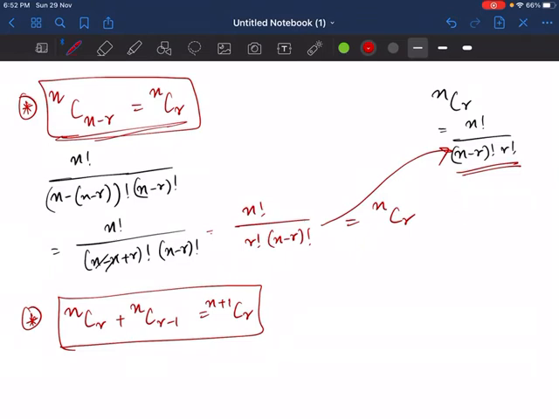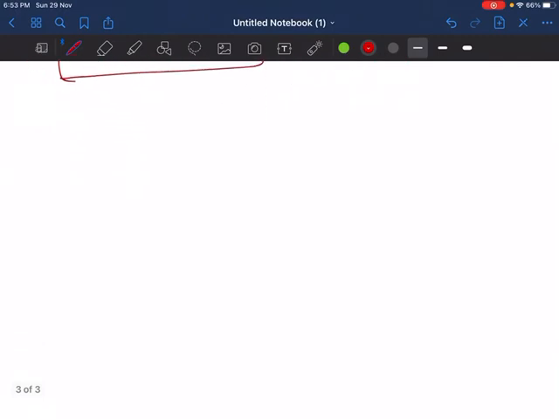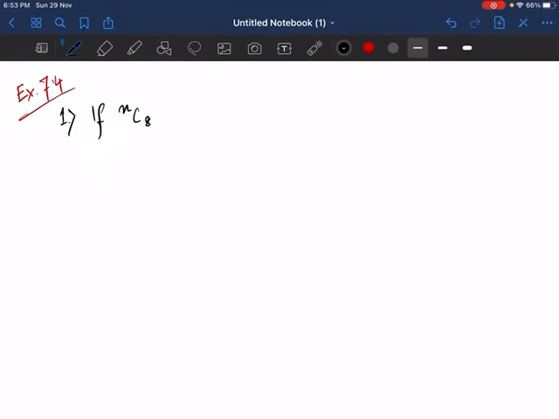Okay, so let's start with this one. So what we have, exercise 7.4, we will do question number 1. So here question number 1 says, if nC8 is equal to nC2, then find nC2. So basically what we need to do is find n, because if we find n, then we can easily find nC2.